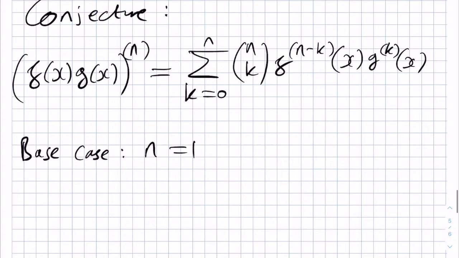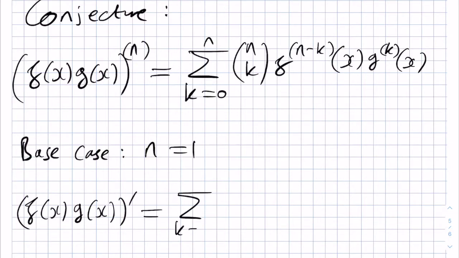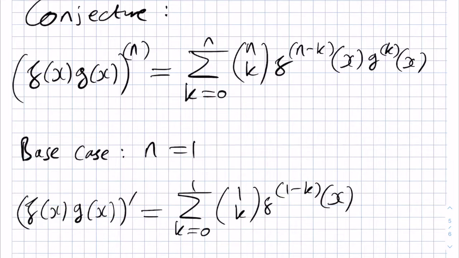And so what do we have for n equals 1? What does our conjecture say? It says that f of x times g of x differentiated once is equal to the sum from k equals 0 up to 1 of 1 choose k, f with 1 minus k derivatives, and g with k derivatives.